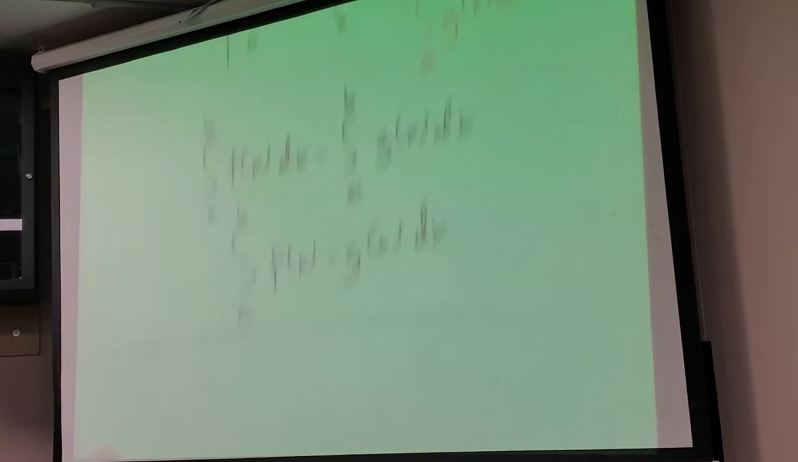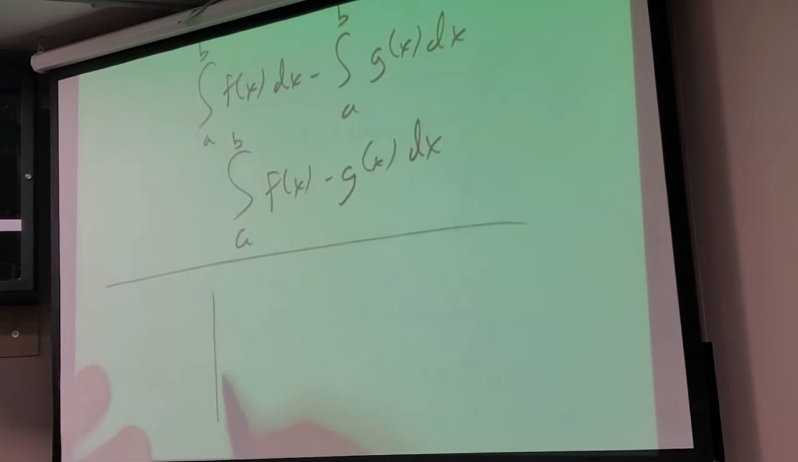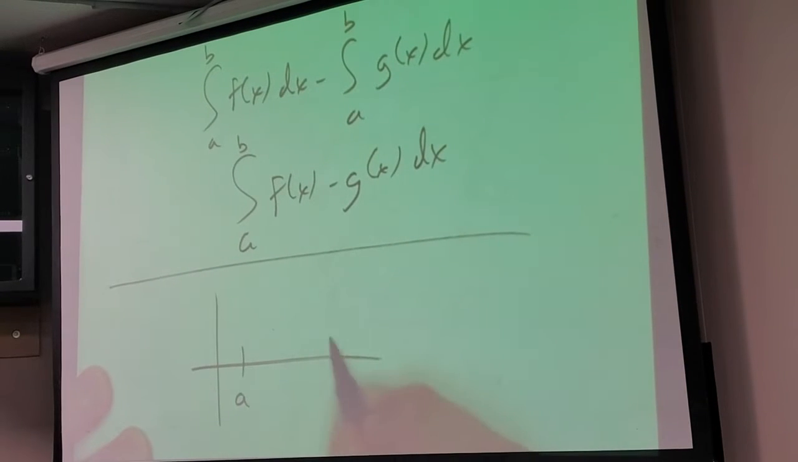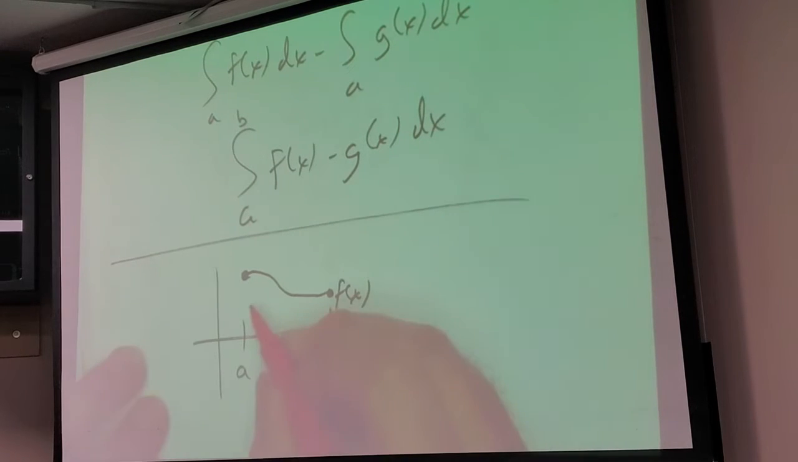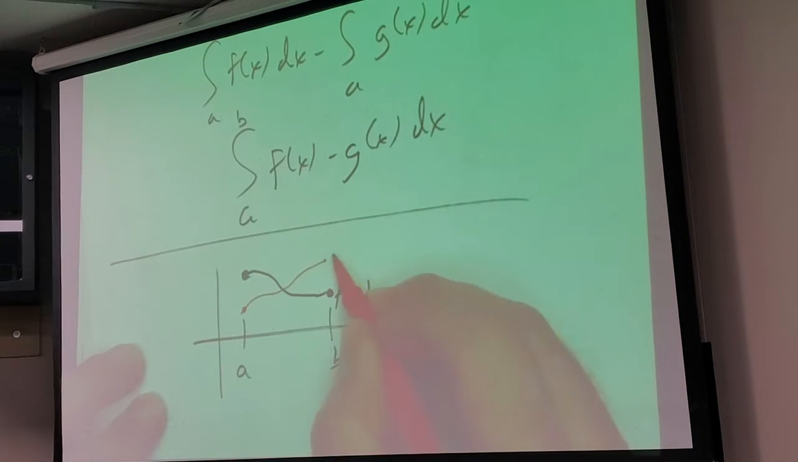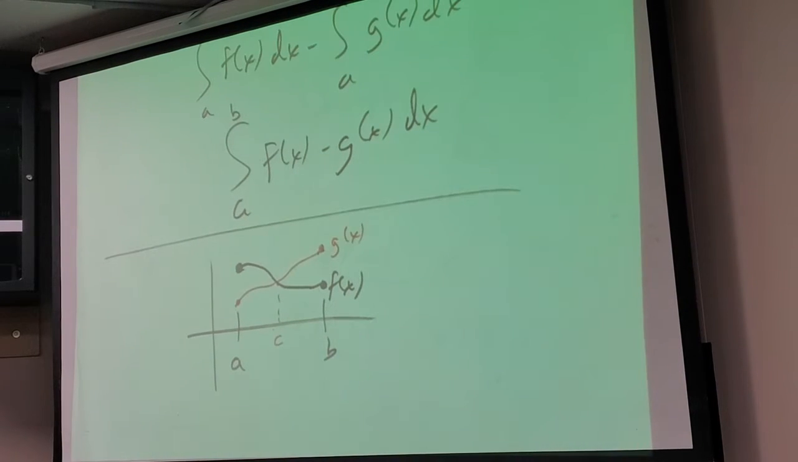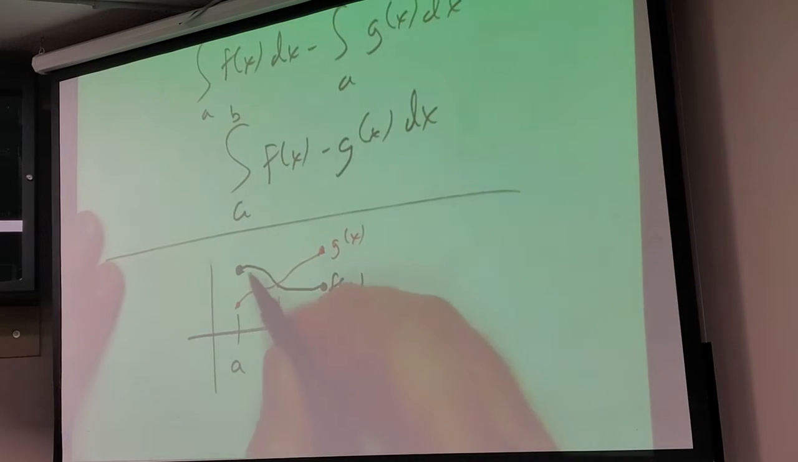If there was a place between A and B where the f function and the g function crossed, and of course we'll call that C, remarkably enough, how would I find the area between the functions? What would this area be?